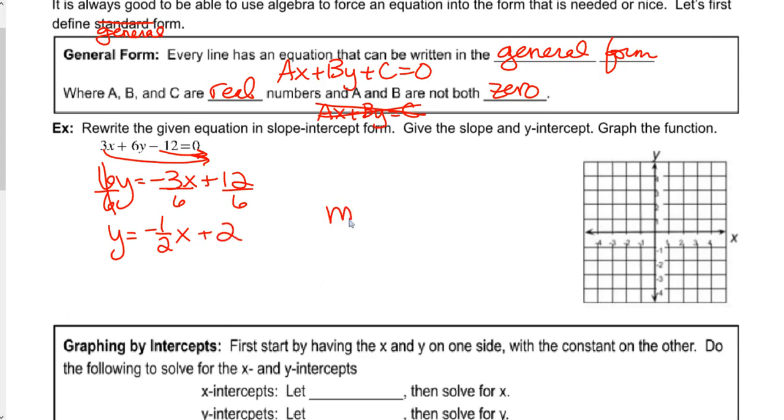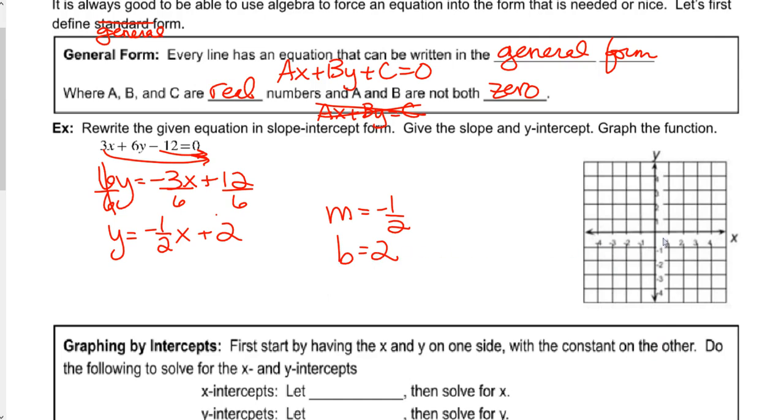So what is m here? What is b? B is the number at the end, added or subtracted. This is going to be a 2. And my m is the number in front of the letter, which is negative 1/2. Now notice I kind of leaned that negative up towards the 1, so let's use that in order to graph.